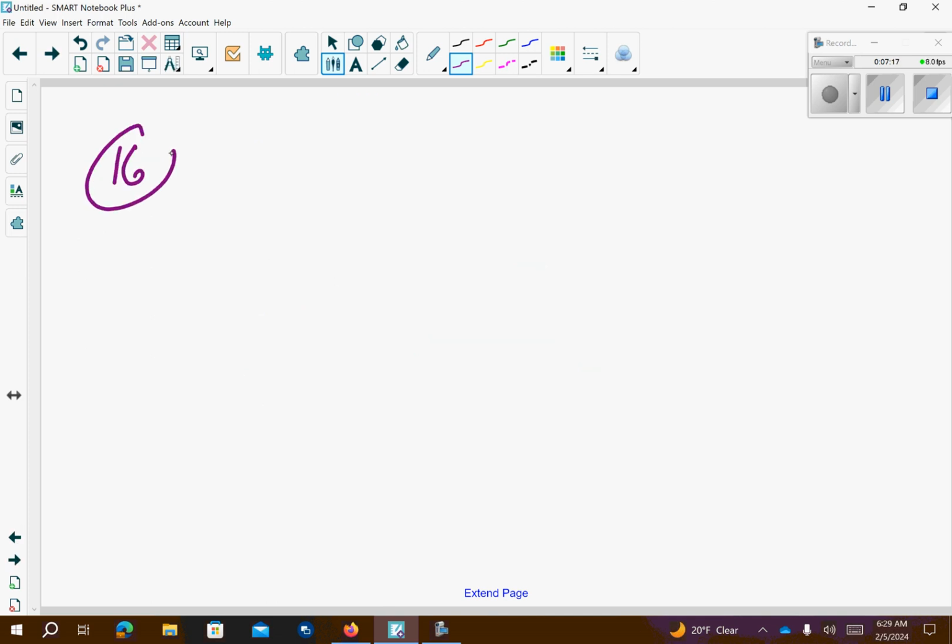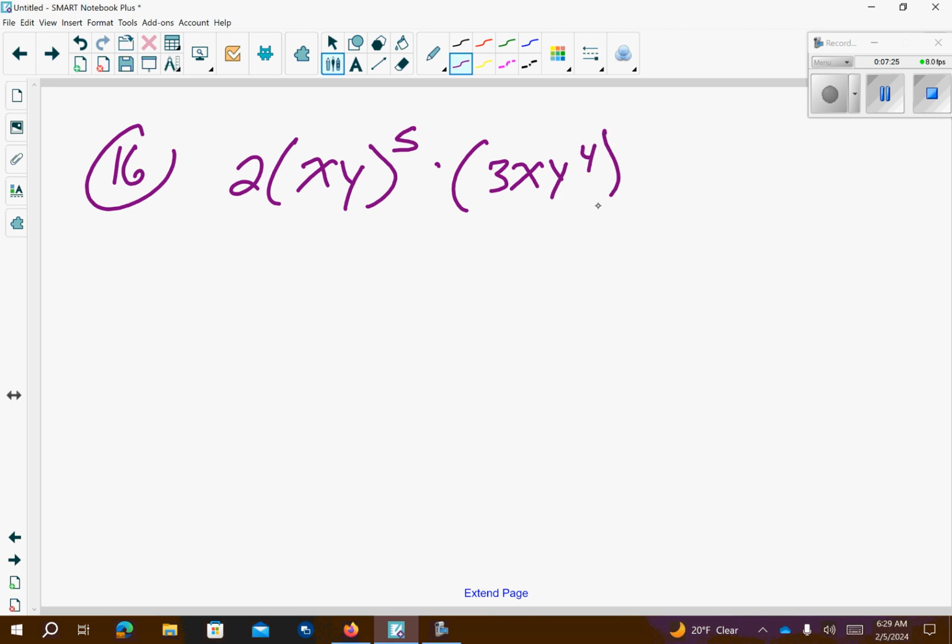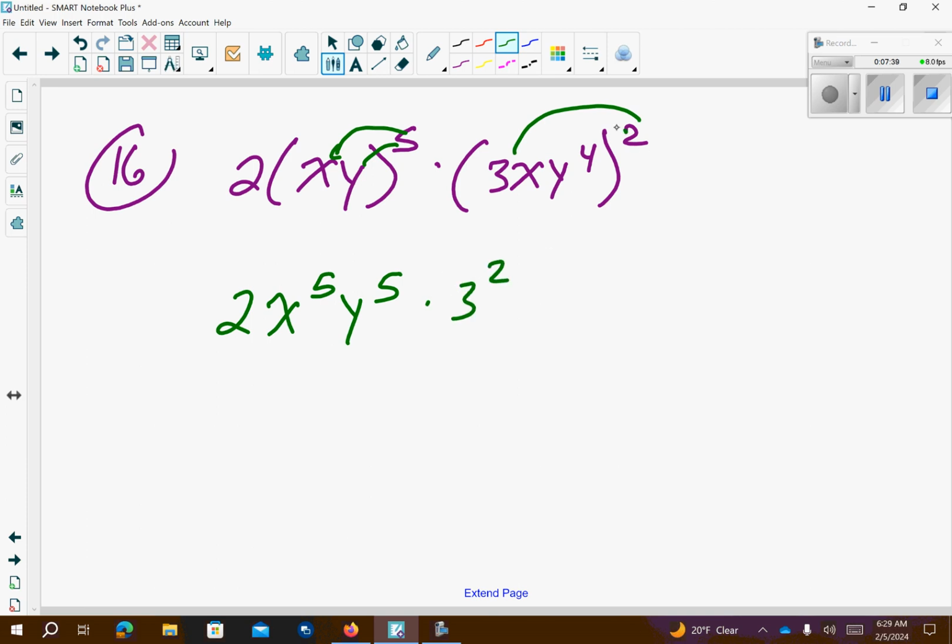Number 16. I get 2xy to the 5th times 3xy to the 4th, squared. Okay, so this 2 is going to be left alone for right now. Distribute this in. That becomes x to the 5th. Distribute it in here. It becomes y to the 5th. This becomes 3 squared, which we'll deal with in a minute. That becomes x squared. And then 2 times 4 is 8.